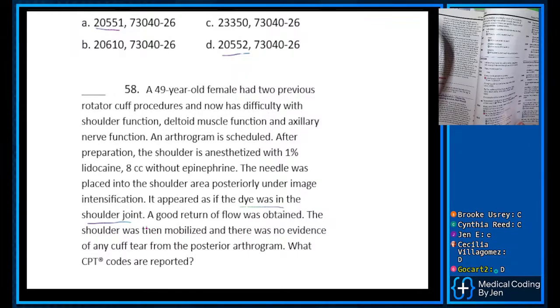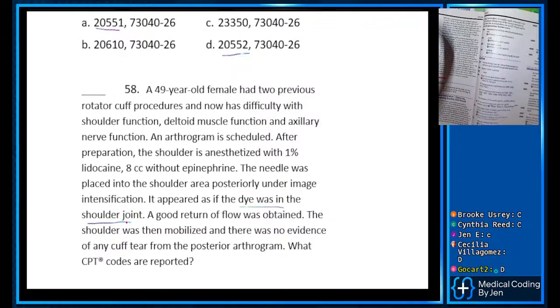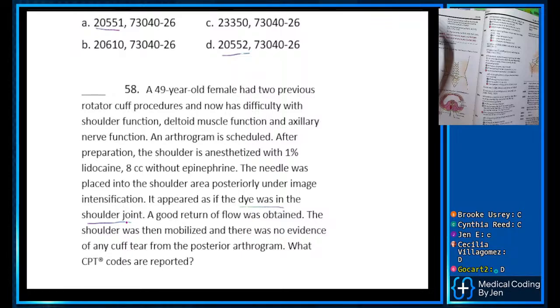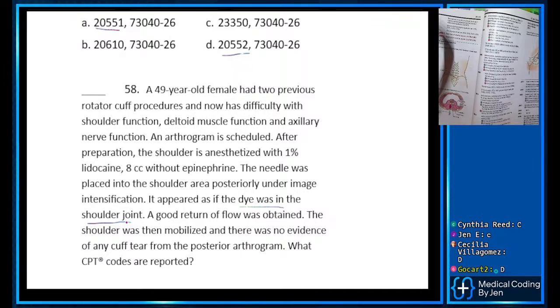That's not going to be under a code that just says injections of a tendon. What was the other one? A tendon sheath or a trigger point. That's not going to be where we're at, right? So we can exclude D and A. So we'll go to 20610, which is our next one.